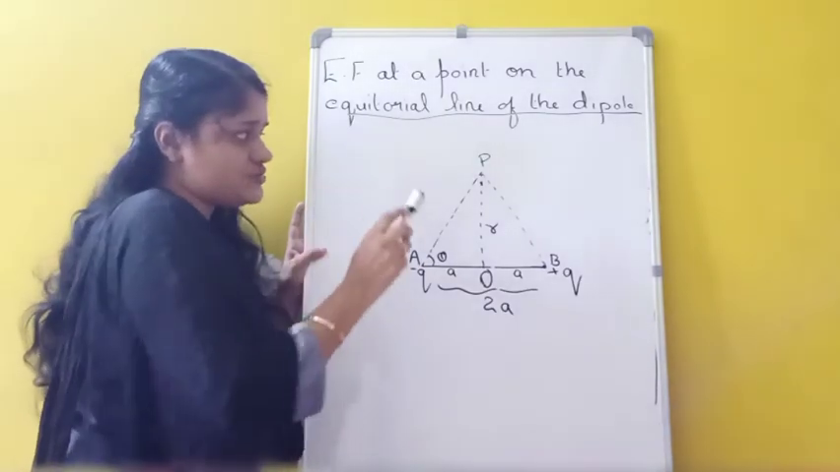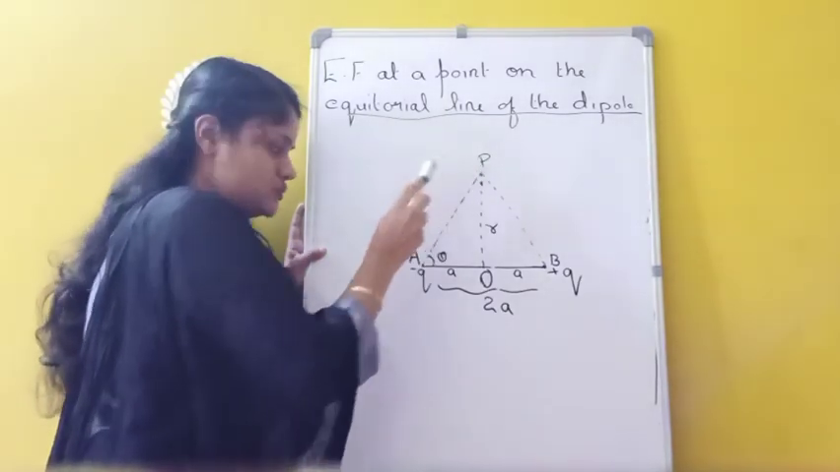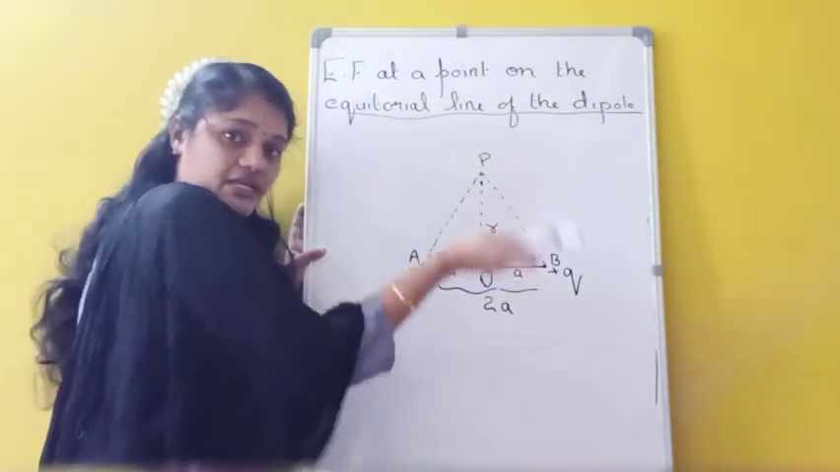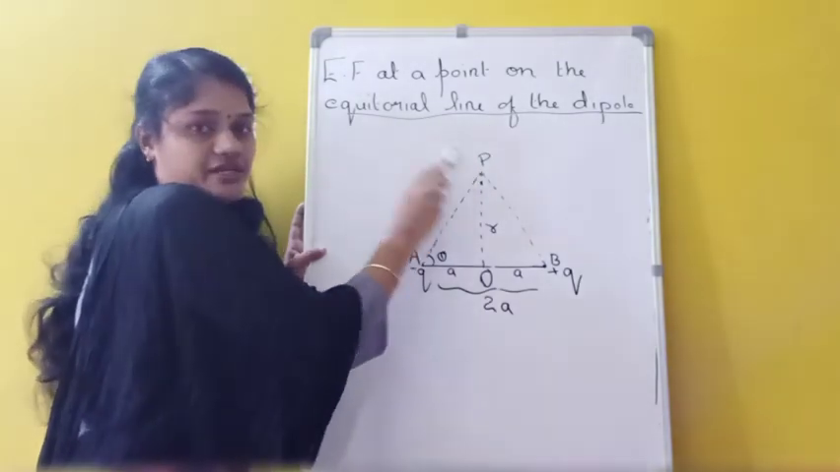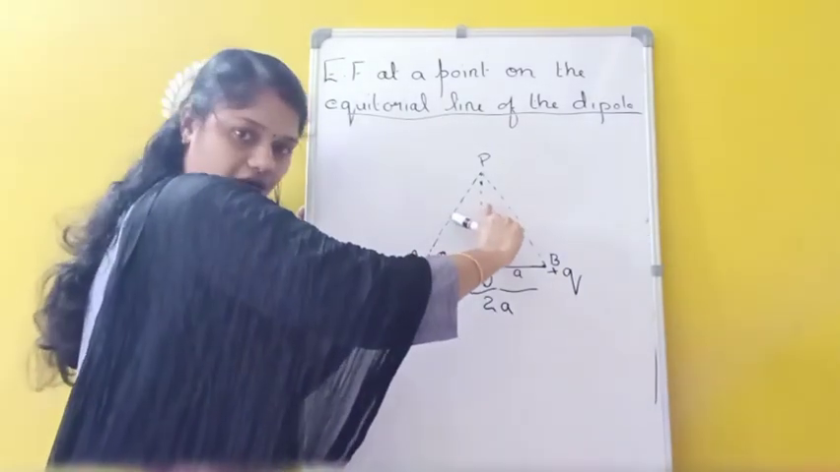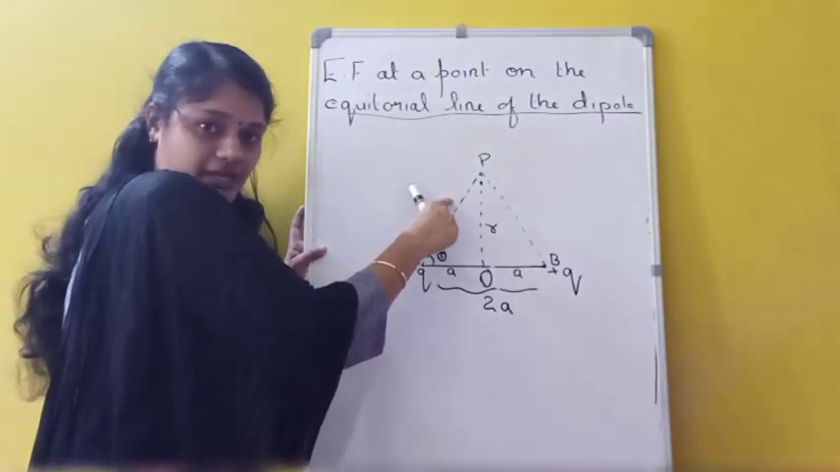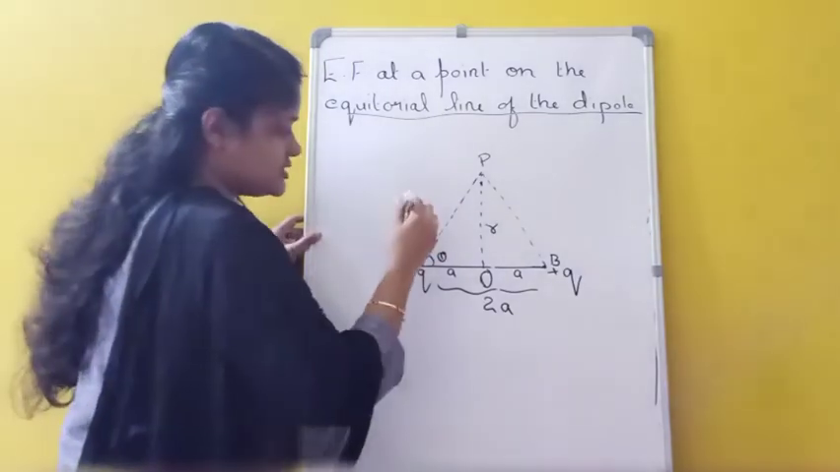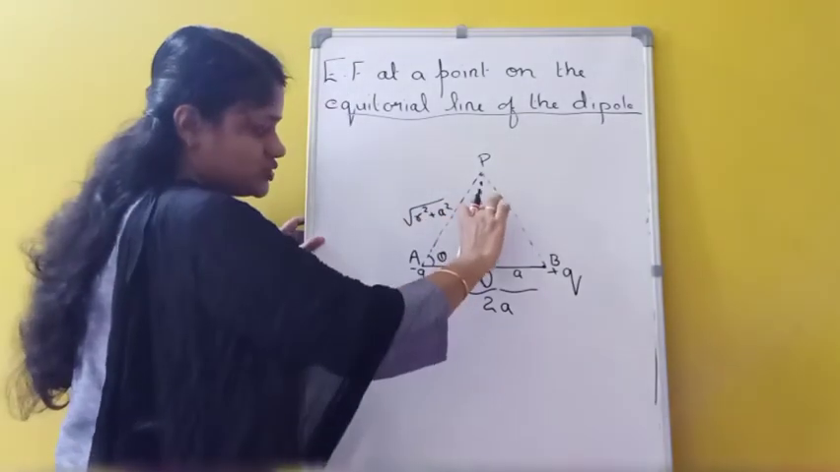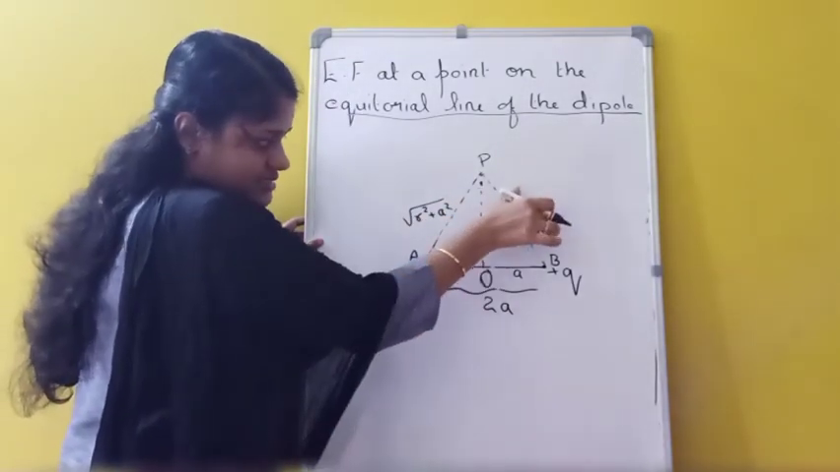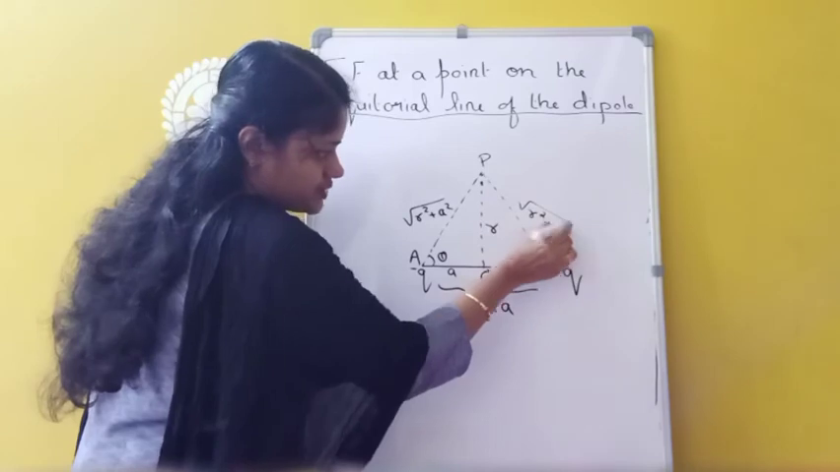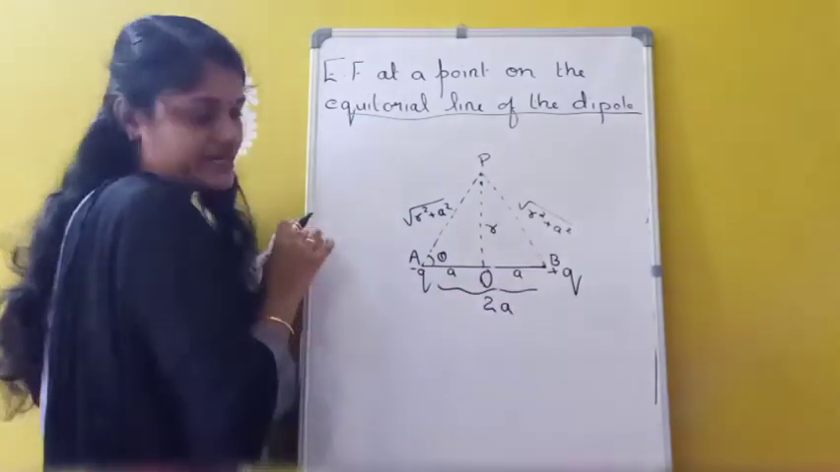So for that, first of all we have to find electric field at this point P due to minus q charge, as well as electric field at this point P due to plus Q charge. Then we have to find the net electric field acting at this point P. We know this distance is A, and this distance is R. Then how will you find this distance? By applying Pythagoras theorem. So this distance is root of R square plus A square, that means root of altitude square plus base square. Similarly, this distance is also the same: root of R square plus A square.